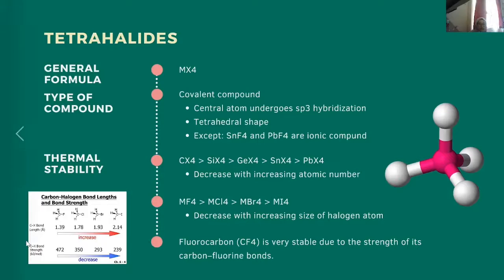As you can see from this picture, the carbon-halogen bond length increases from fluorine to iodine. As the bond length increases, the bond strength decreases. For carbon fluoride, the bond length is smaller than the others, so the bond strength is higher. So it is very stable.